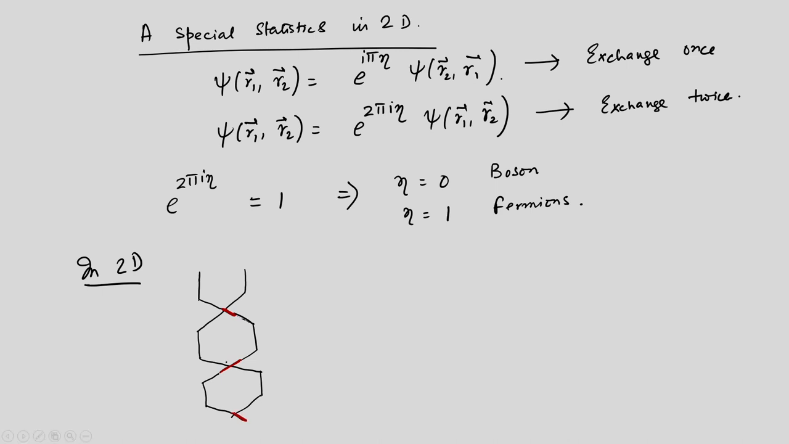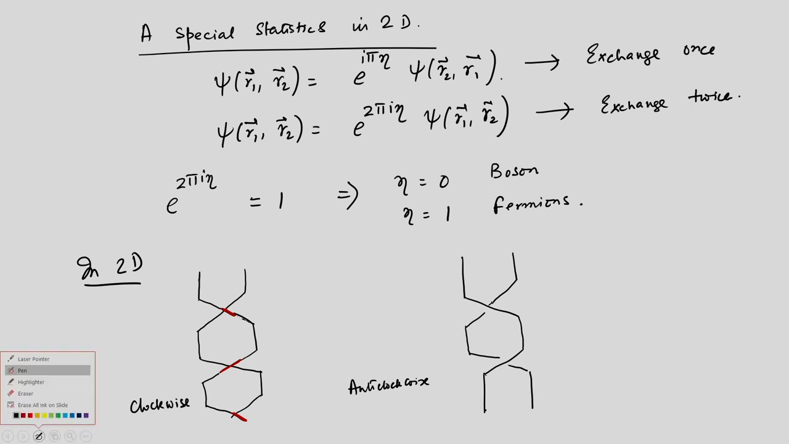So this is a clockwise exchange in 2D. The particles are being exchanged, but this exchange cannot take place in 2D without crossing each other's path. So they have to cross. Let me call it a clockwise exchange. And similarly, an anti-clockwise exchange will look like this, and so on. So this is that anti-clockwise exchange. All right, so this is that exchange that we are talking about.